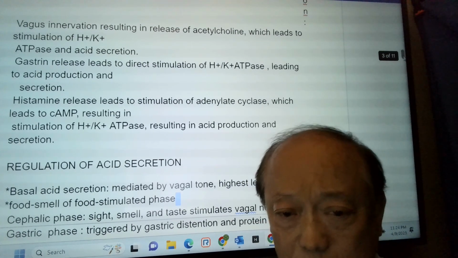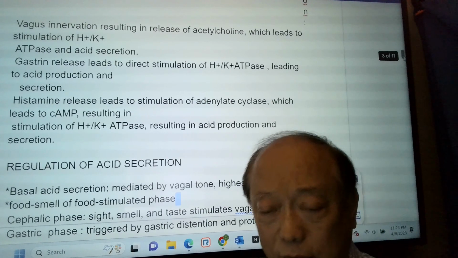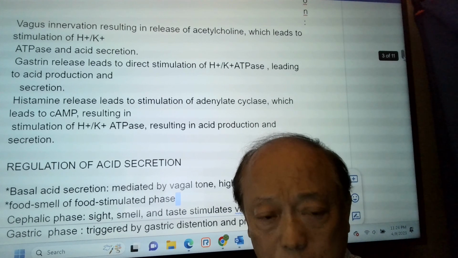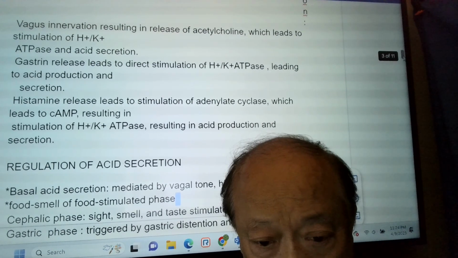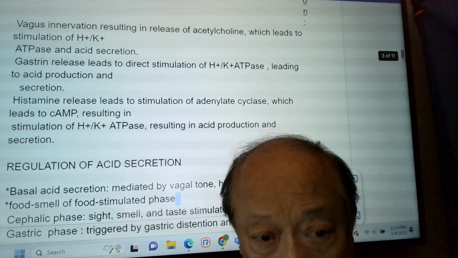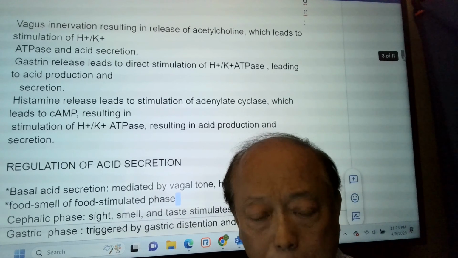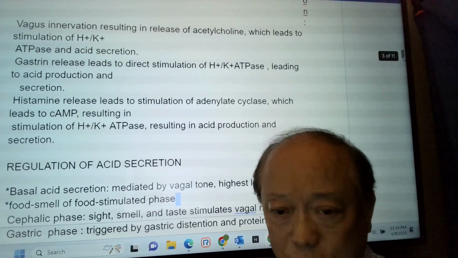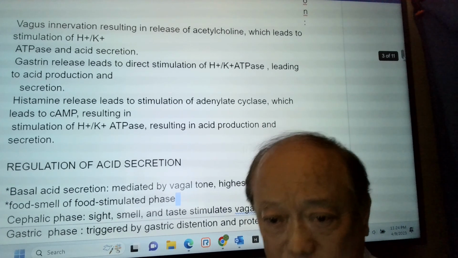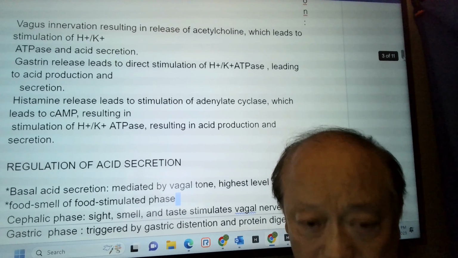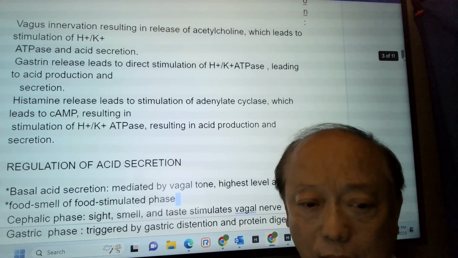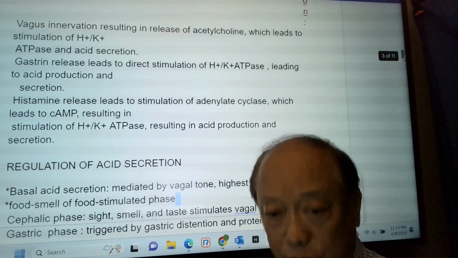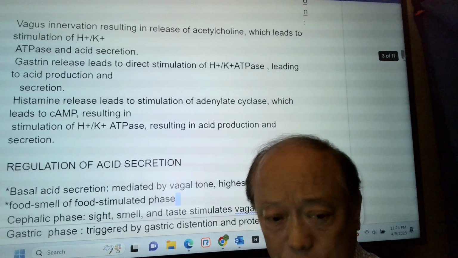Histamine release leads to stimulation of adenylate cyclase, which leads to cAMP, resulting in stimulation of the hydrogen proton ATPase, resulting in acid production and secretion.